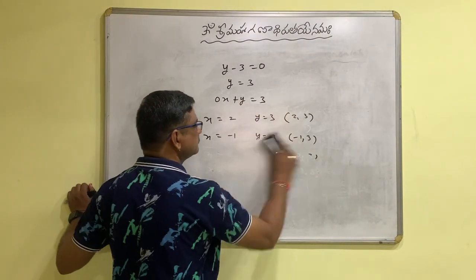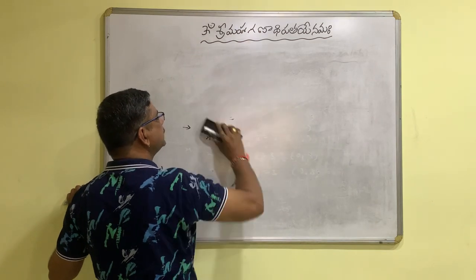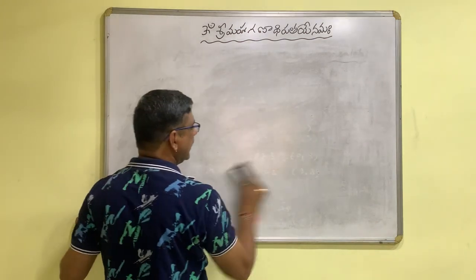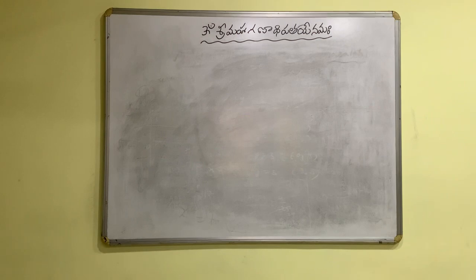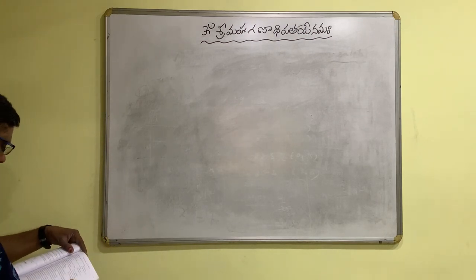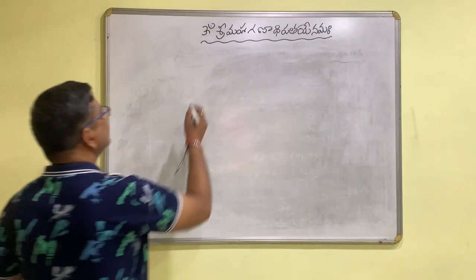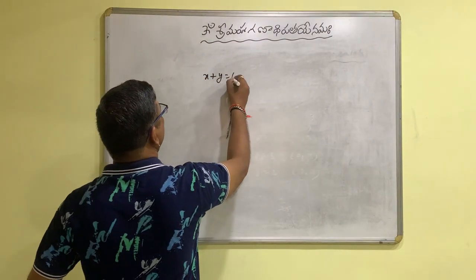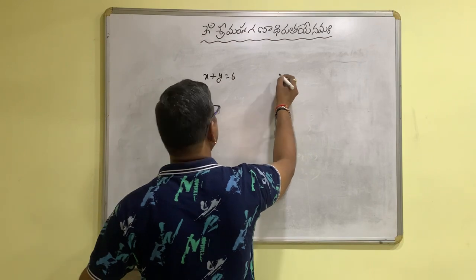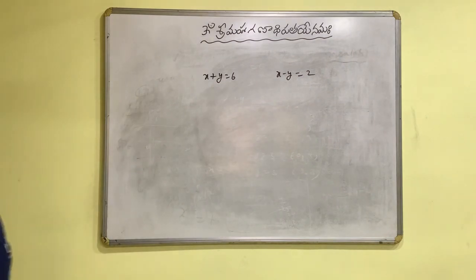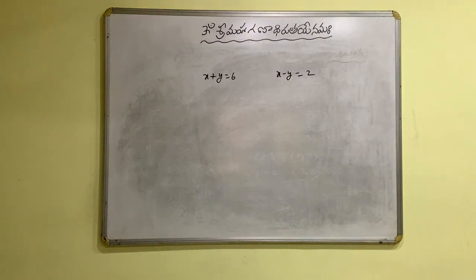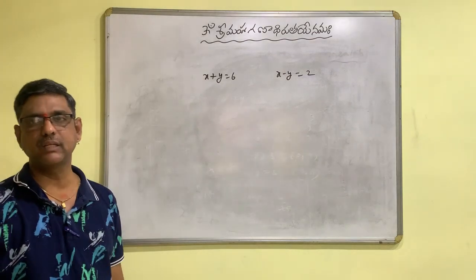Now, I am going to give you a question here. Let me see who will do the answer correctly. x plus y is equal to 6. x minus y is equal to 2. These are the two equations.